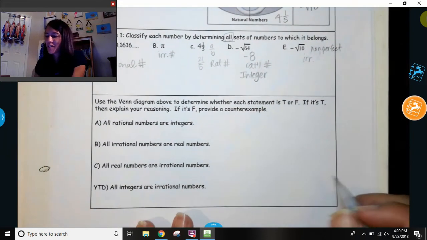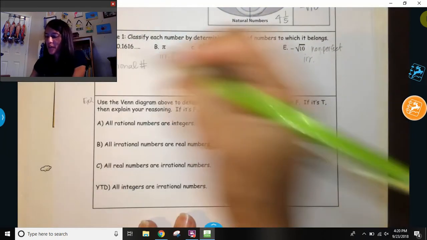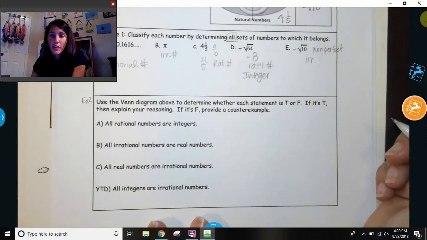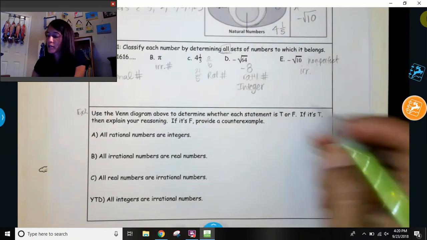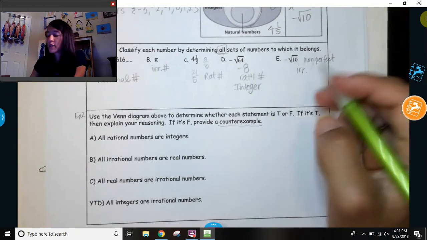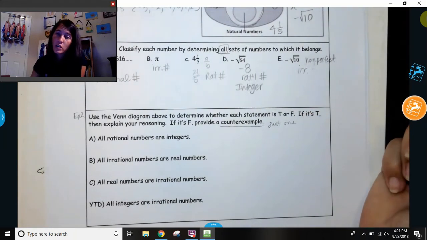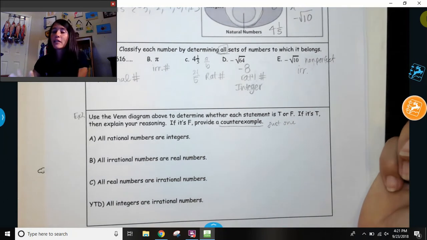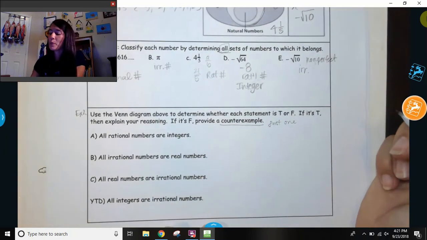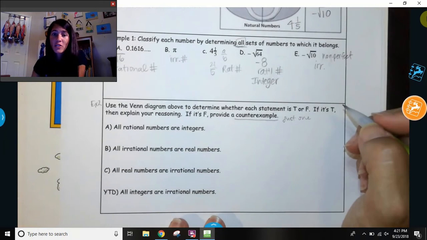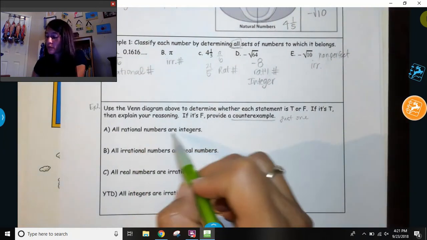Okay, the last one, this should say example 2. Use the Venn diagram above to determine whether each statement is true or false. If it's true, explain. If it's false, provide a counterexample. A counterexample is just one example where it proves the statement wrong. You're giving one example where the statement doesn't apply, and that's called a counterexample. So A, all rational numbers are integers.